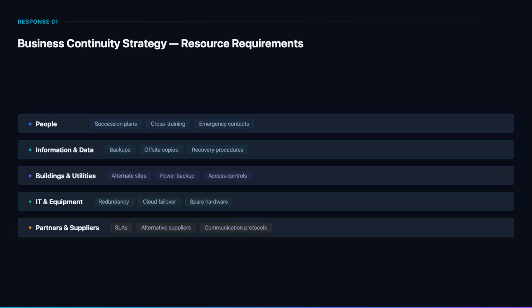Partners and suppliers are part of your continuity chain. You need service-level agreements with continuity clauses, pre-identified alternative suppliers, and communication protocols so critical supply chains remain functional during a disruption. The course teaches you to build 5 interconnected plans that cover the full life cycle of a disruption.